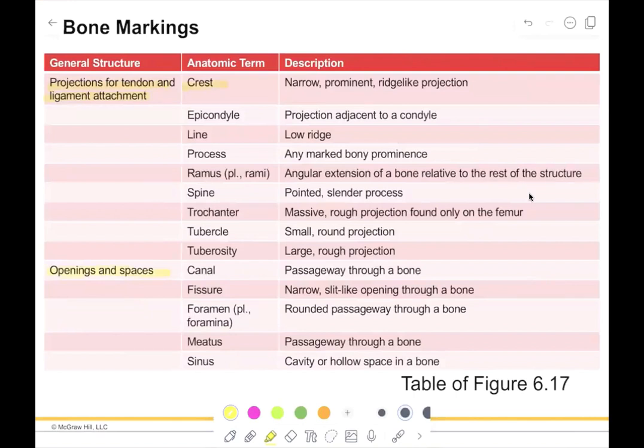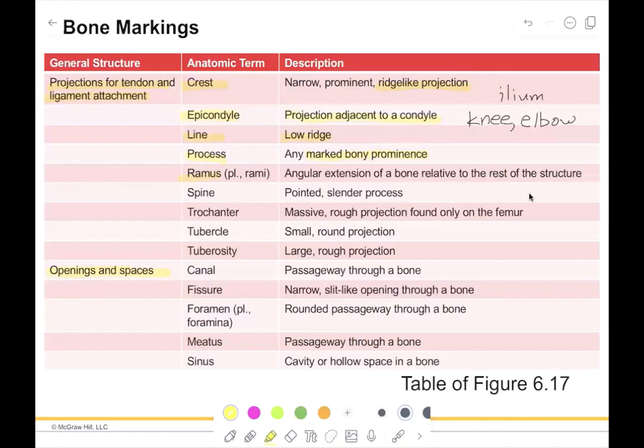For a crest, it's a prominent ridge-like projection. There's going to be an important one that you will learn in the hip region called the ilium. A projection on top of a condyle would be an epicondyle. A lot of times these are found in places like the knee and the elbow joint. A line is a low ridge. A process is any marked bony prominence with the purpose of being an attachment for a tendon or a ligament.